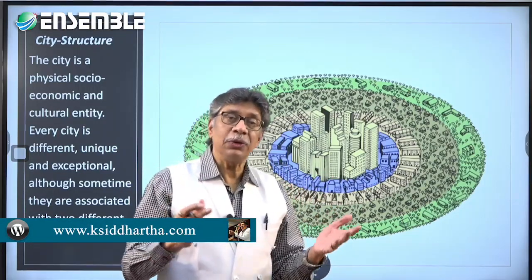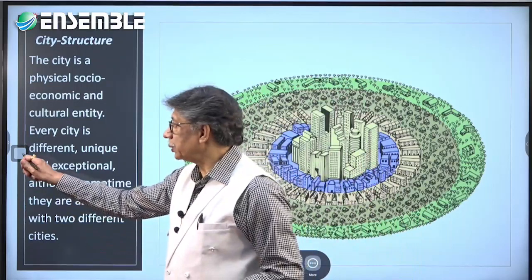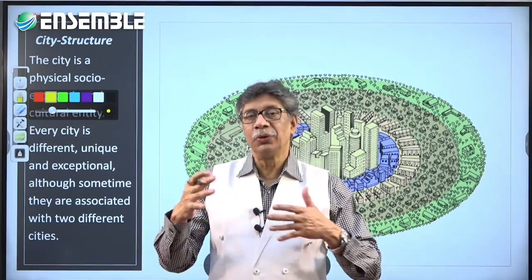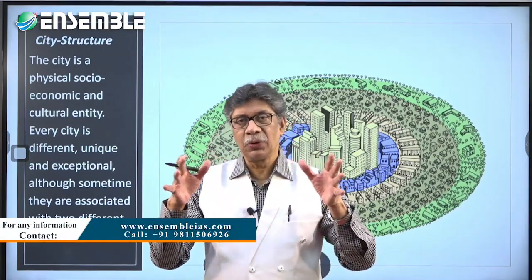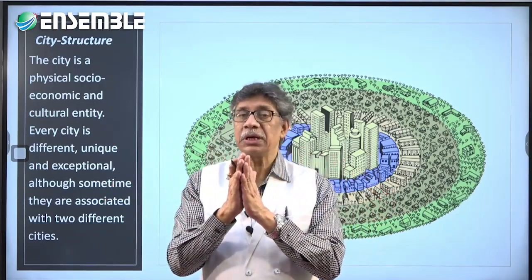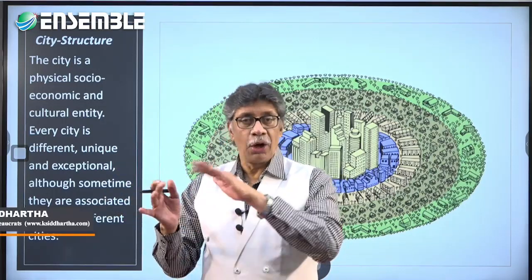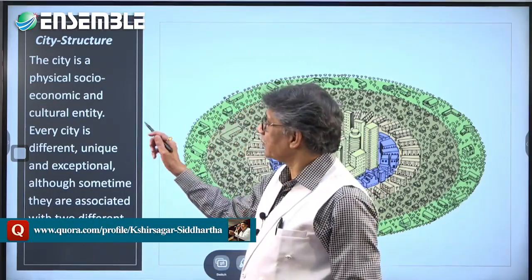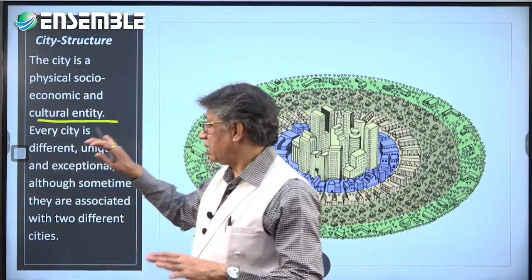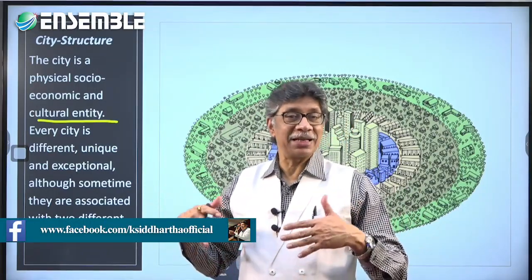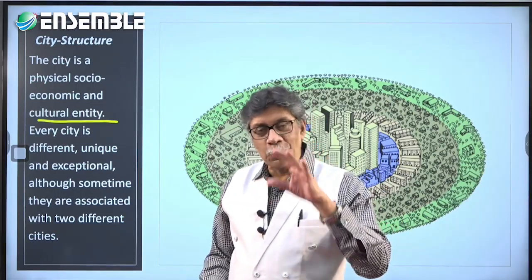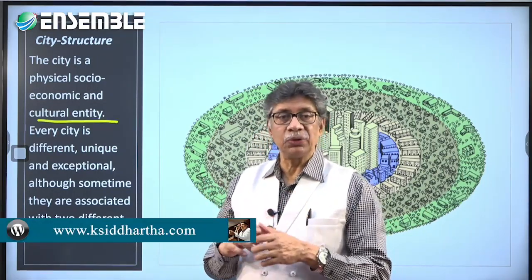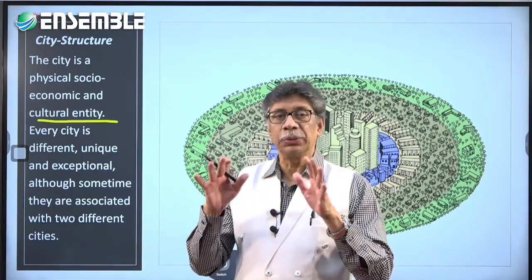The second part is that every city has a structure as well. When we talk about structure, we are essentially concentrating on aspects like the center of the city, how the city spreads, which people are living in residential areas, where these residential areas are, and where the entertainment centers are as well. So this is all part of the city structure. And once you understand it, every city has a cultural entity. Every city is different, unique, exceptional, extraordinary as well, and there is no way that there can be two cities which are alike. Although sometimes they can be associated with two different types of cities as well. We are talking about the city structure and that type of entity.